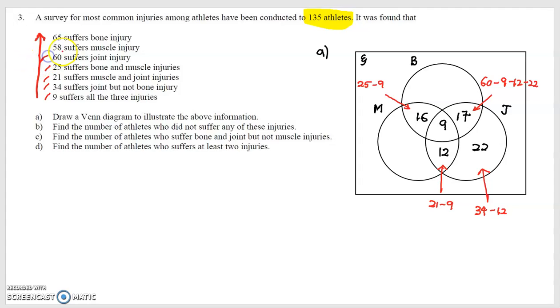58 suffer muscle injury. So muscle injury total is 58. We already have numbers here. So in order to find this area, we are going to use 58 minus 16 minus 9 minus 12. So we have 21 here. That is what remains.